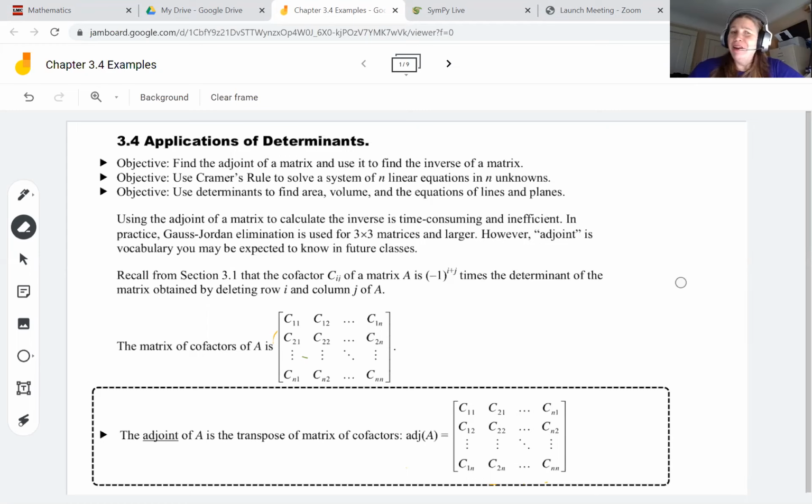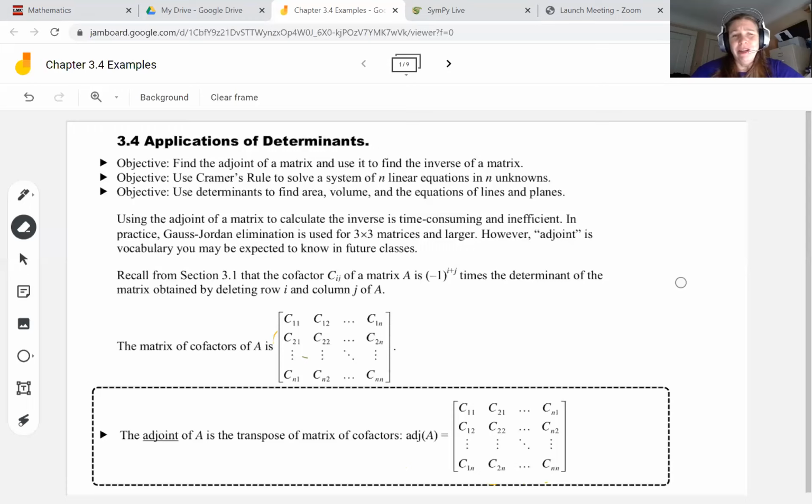So we are going to see how to use the adjoint to calculate the inverse of a matrix, but we are also going to see that this is time-consuming and inefficient. So in practice, Gauss-Jordan elimination that we've seen in earlier sections is used for calculating the inverse for 3x3 matrices and larger. However, the adjoint is a vocabulary concept you may be expected to know in future classes, or you may need to know in a programming scenario.